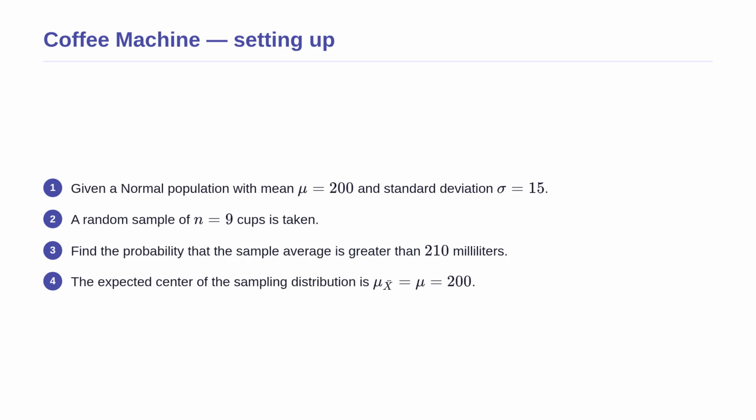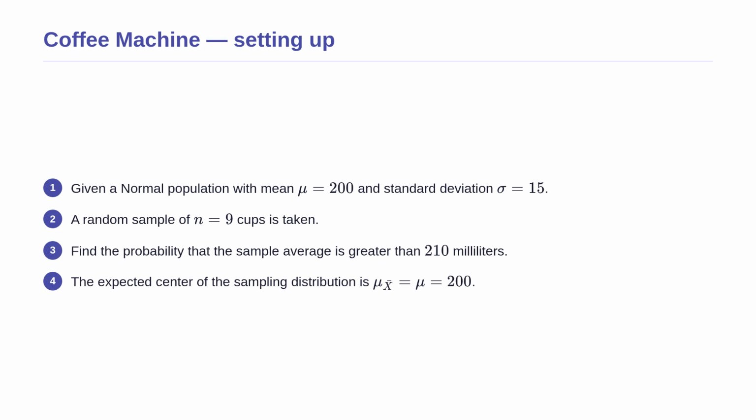Before we move on, let us see this with a concrete example about a coffee machine. We are given a machine that dispenses coffee following a normal distribution, with a true mean of 200 milliliters and a standard deviation of 15 milliliters. We take a random sample of 9 cups and we want to find the probability that the average volume of these 9 cups is greater than 210 milliliters.